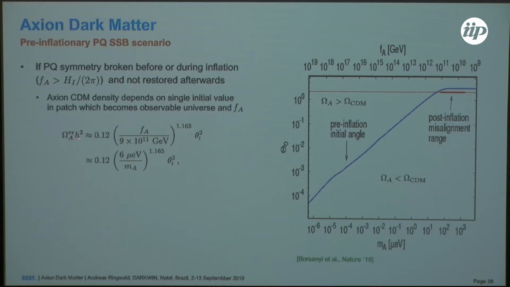the amount of axion dark matter generated by this vacuum realignment mechanism can be given like that. So it depends quadratically on this initial angle, and it depends on F_A with a power which is mainly determined by the slope of this topological susceptibility. So you see, for a theta_I of the order one, this F_A should be of the order of 10¹⁰ GeV, or the axion mass should be of the order of a microelectron volt, to give the right relic abundance of dark matter.